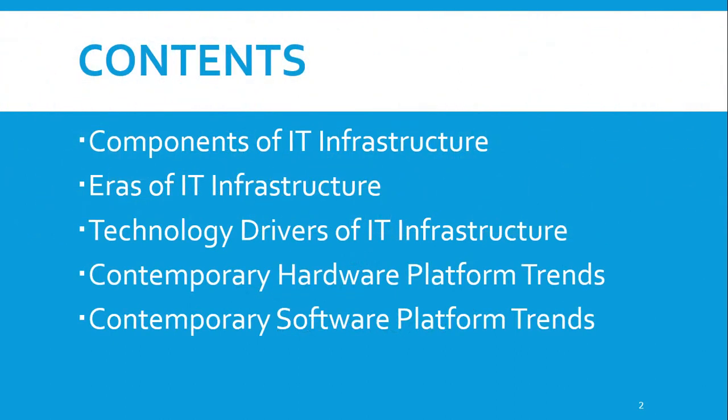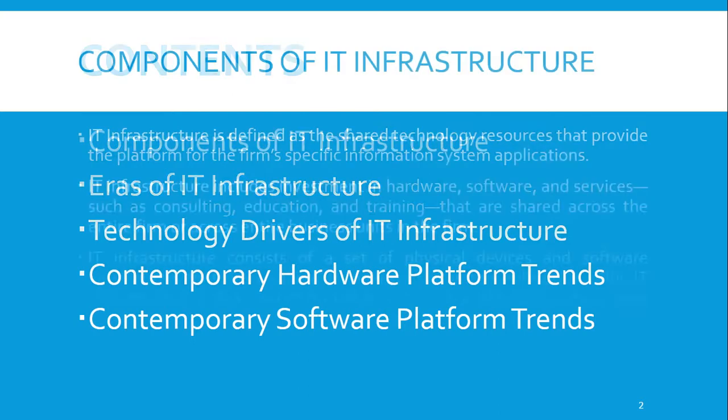The topics that were covered in chapter number 5 consisted of components of IT infrastructure, eras of IT infrastructure, technology drivers of IT infrastructure, contemporary hardware platform trends, and contemporary software platform trends. So these were the 5 topics that we covered in this chapter.